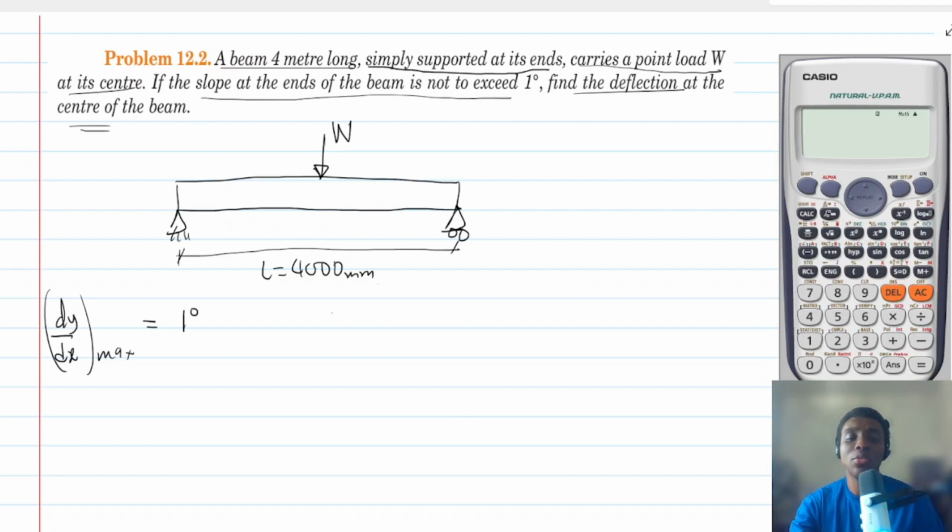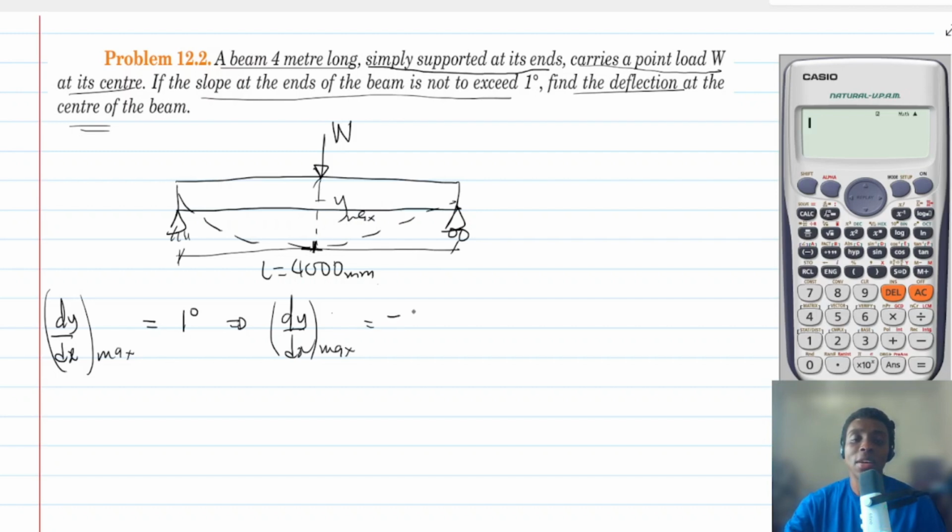But the first thing that we have to do is to look at the slope. What is the formula for the slope? The maximum slope occurs at the free ends. The deflection will take a form like this, and the maximum slope will occur here at the ends, while the slope at the center will be 0. That is where the maximum deflection will also occur, at the center. So the formula for the maximum slope is WL squared over 16 EI.